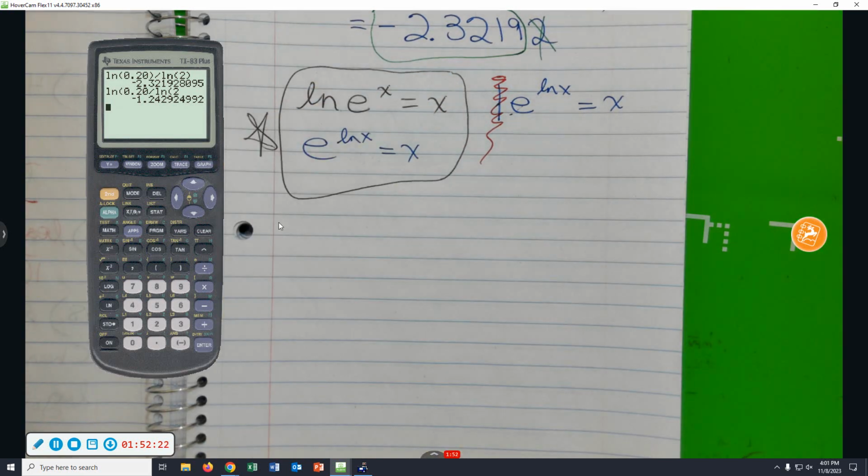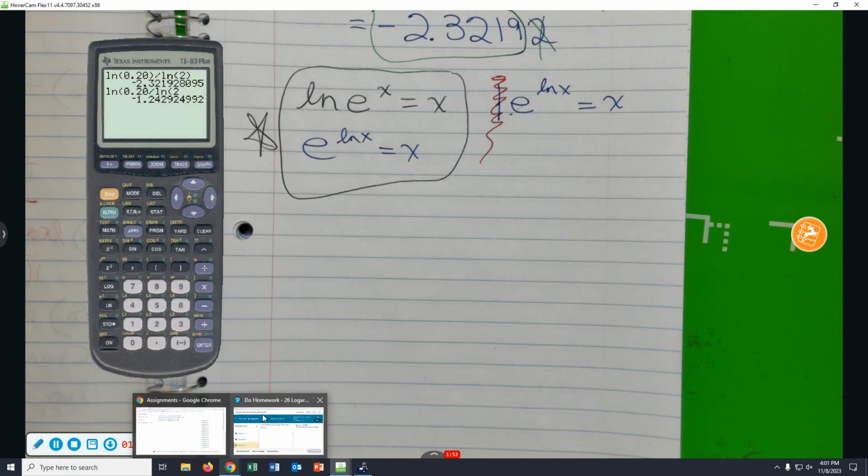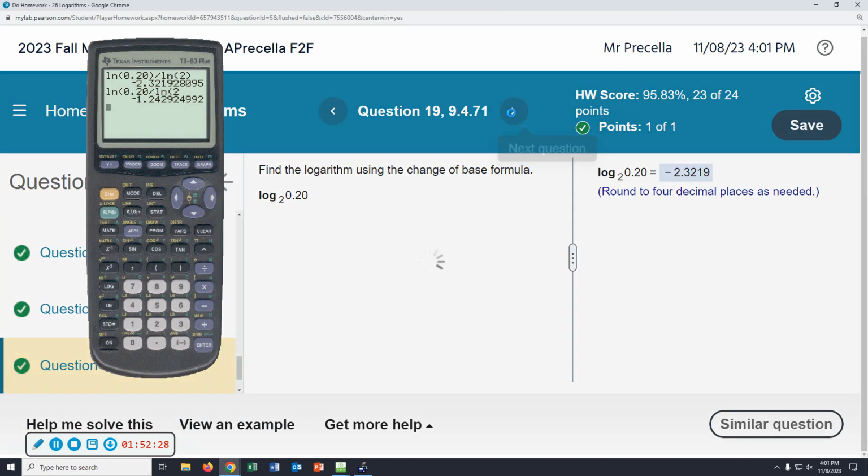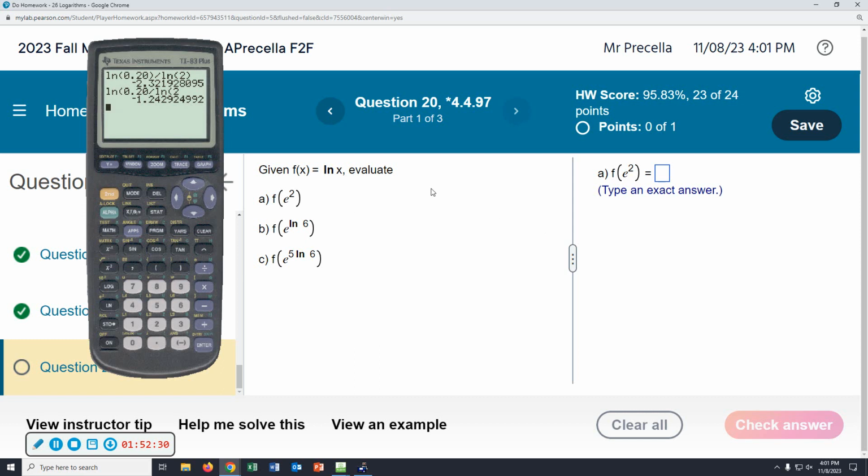Okay. Now, with that in mind, problem 20 looks hard, but it isn't. We're going to use a logarithmic function. They give us the natural logarithm as a function. This is number 20. f of x equals ln x. It seems like, oh, this is going to be hard, but no, it really isn't. They want us to find 3 things. I'm going to write down all 3 parts.